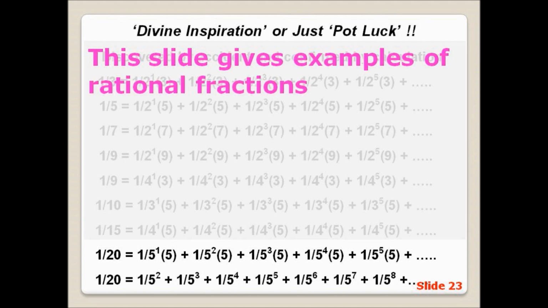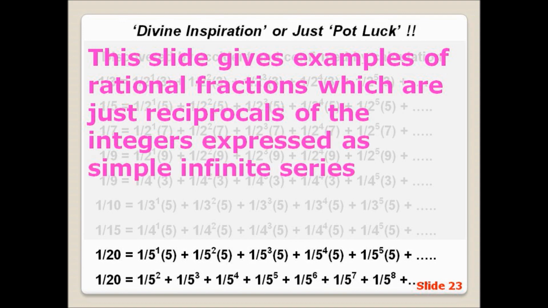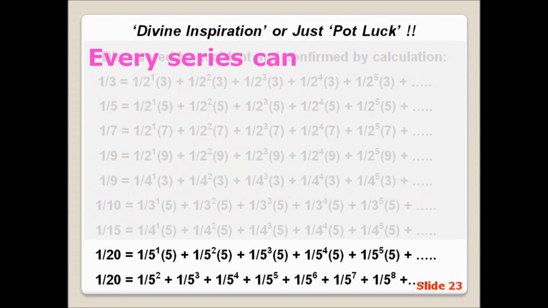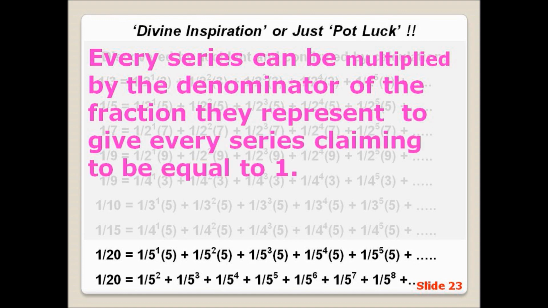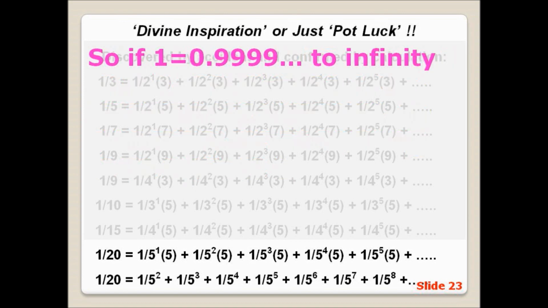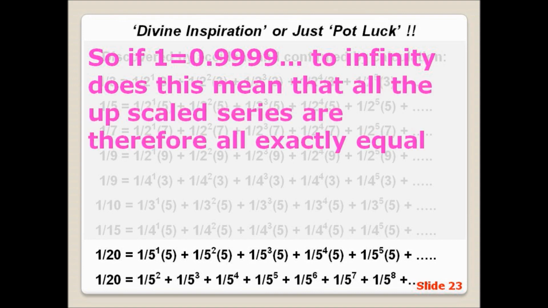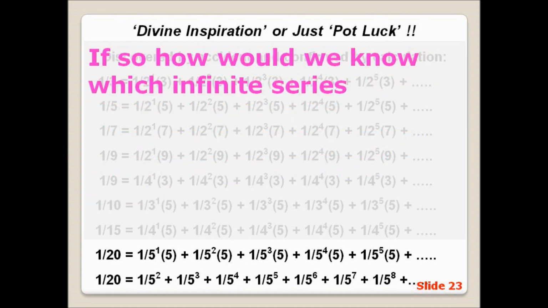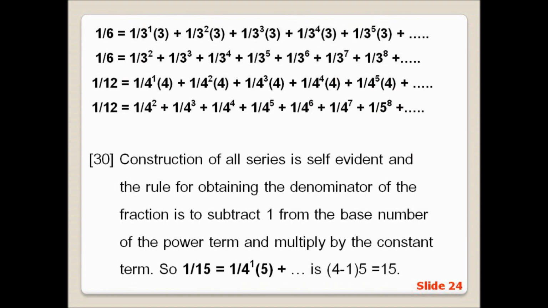This slide gives examples of rational fractions which are just reciprocals of the integers, expressed as simple infinite series and applicable to the infinity of the integers. Every series can be multiplied by the denominator of the fraction they represent to give every series claiming to be equal to 1. So if 1 equals 0.999 to infinity, does this mean that all the upscale series are therefore all exactly equal, or is there just one prime candidate? If so, how would we know which infinite series it is, since we only have access to a finite number of leading 9s?